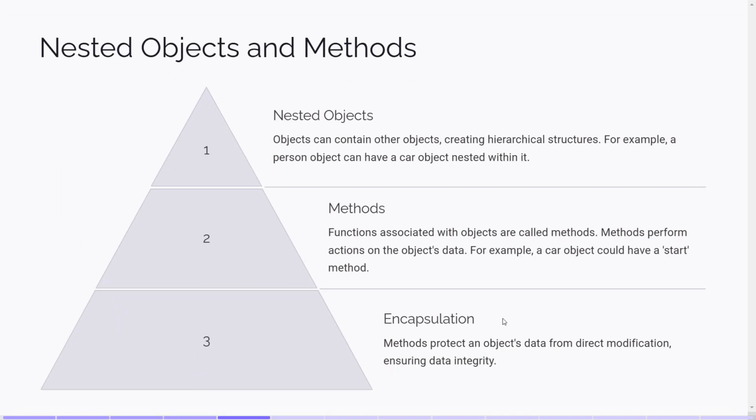Let us learn about nested objects. What are nested objects? Objects can contain other objects. These are called nested objects. For example, a person object can have a car object nested within it. Methods. Functions associated with objects are called methods. Methods perform actions. For example, a car object could have a start method. So these are actions that are performed on the objects.